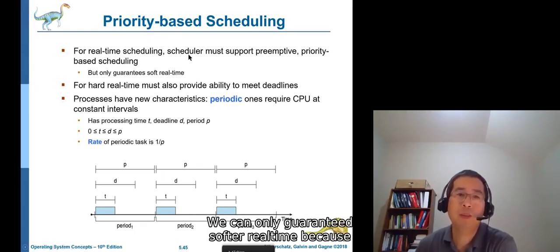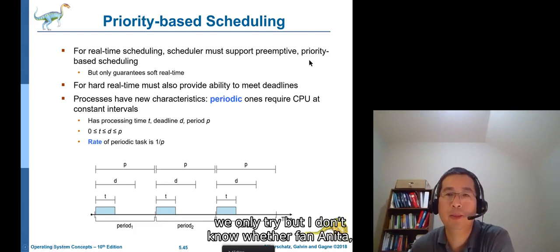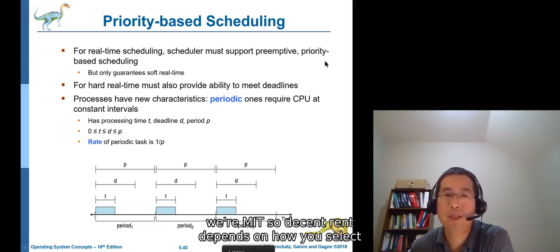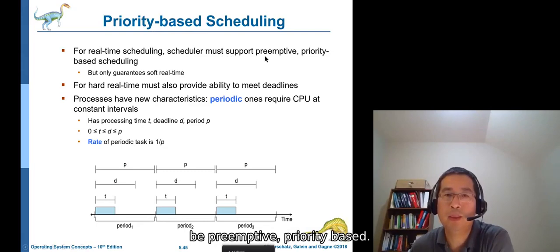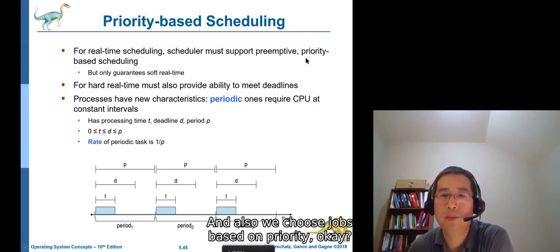Okay, but this one, we can only guarantee it's solved in real time, because we only try but don't know whether finally it will meet. So this really depends on how you select priority, but it must be preemptive priority based. That means it can be stopped in the middle, and also we choose jobs based on priority.